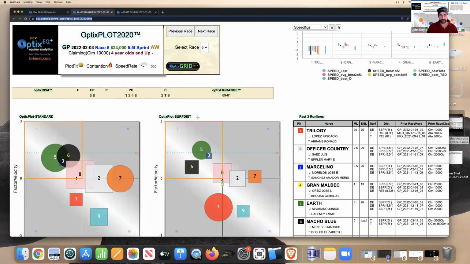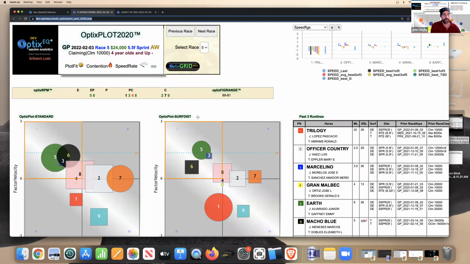Now, late pace is the second thing. So people who've seen the introductory videos know that squares are better finishers than circles and win more often. So I'm looking for squares on both the standard and surface and distance plots. So those horses are the 2, the 3, the 8, and the 9.